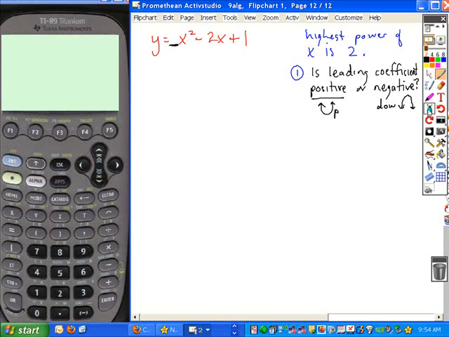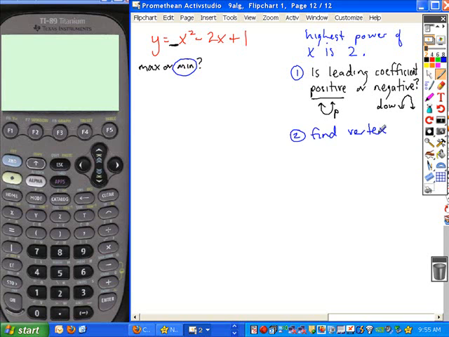So what that means is when you find your vertex, is your vertex going to be a maximum or a minimum here? Because it's going to have this lowest point, you're going to be dealing with a minimum. And so to find your max or min, which would be the next step, find your vertex.